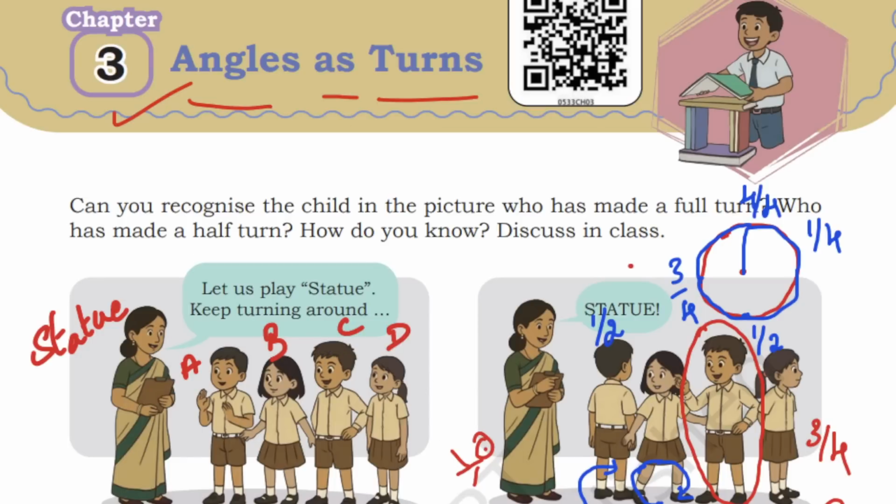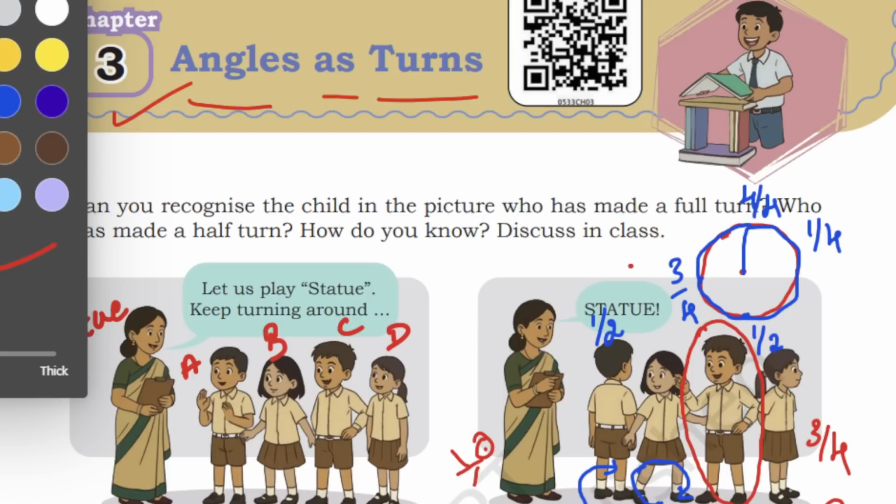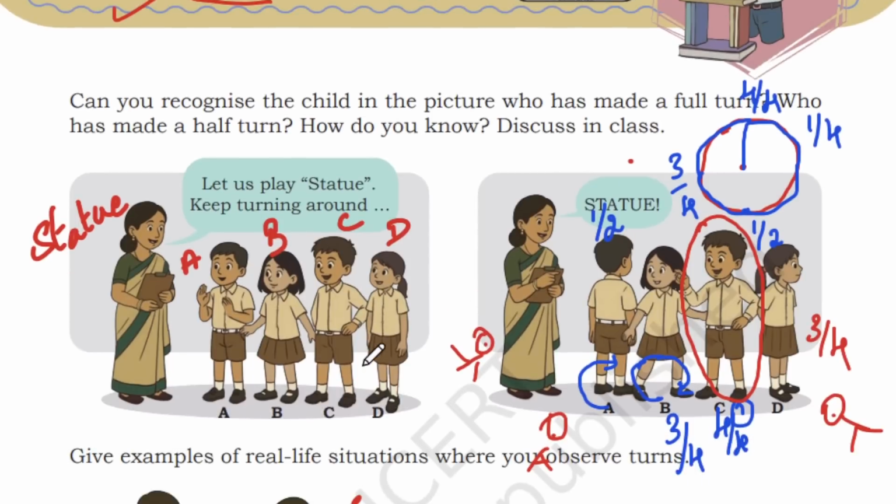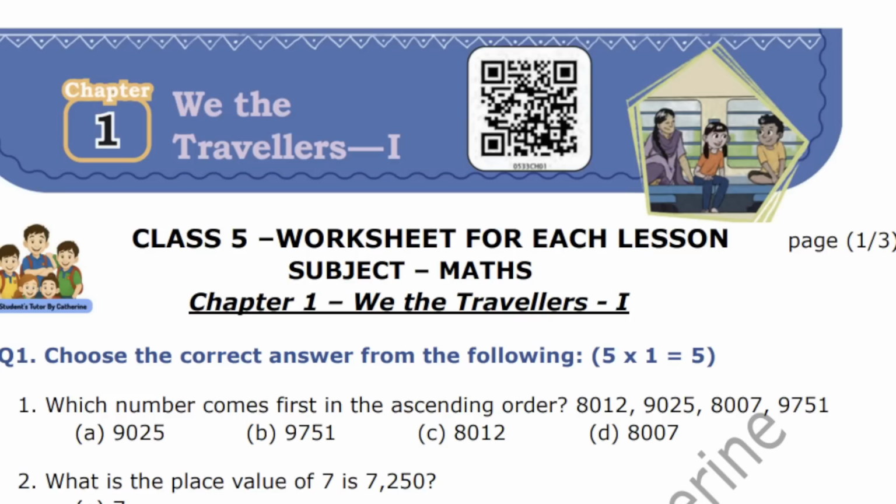So, today we are going to see Class 5 Maths, Chapter 3, Angles and Turns. Chapter 1, The Travelers, and fractions are already completed.